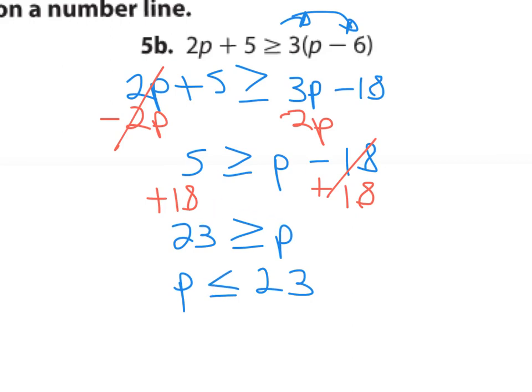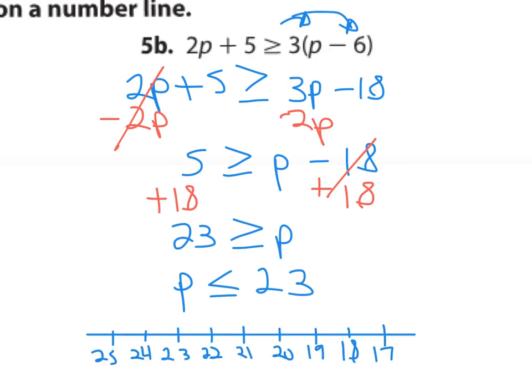Okay, so like I was saying, what does that look like on the number line? Well, p is less than or equal to 23. So I'll find 23 and it's equal to it, so I will color it in. I have to make sure it's completely colored in because it could be 23 as well, so that's the marker, but then p is less than, so it goes in that direction. So it's equal to or less than.